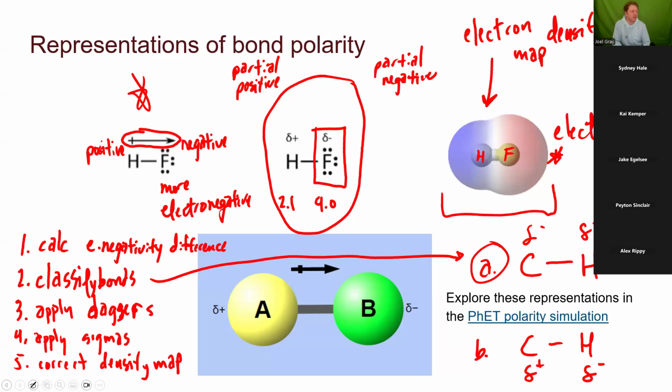And if you're looking at that and thinking, well, how do I know which is the density map that's correct or incorrect? Well, I would give you a structure like this, and I would say our molecule is HF. And then I would say, okay, well, HF. Is this drawn correctly?